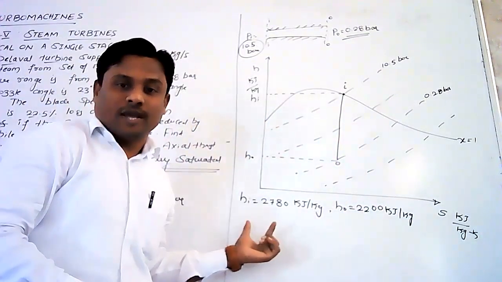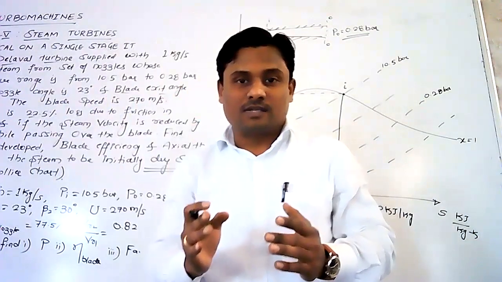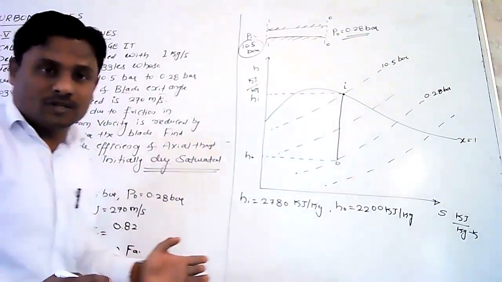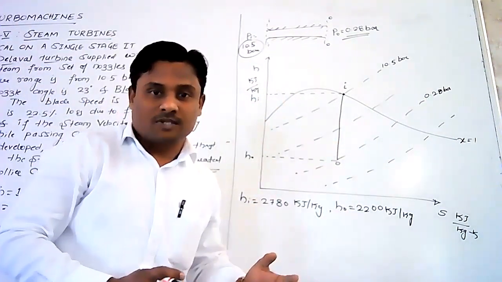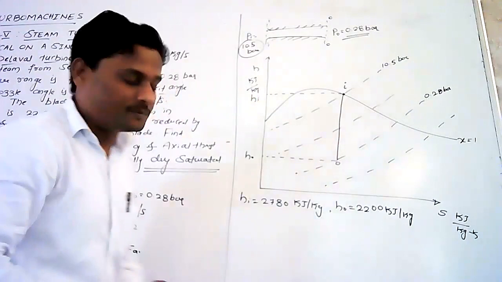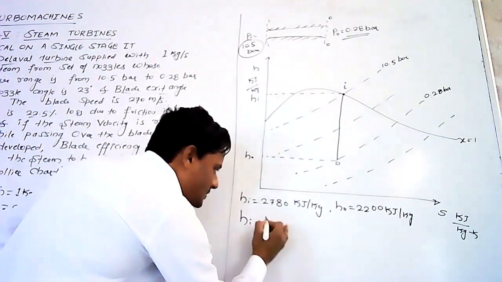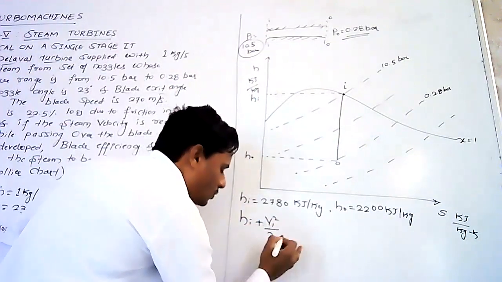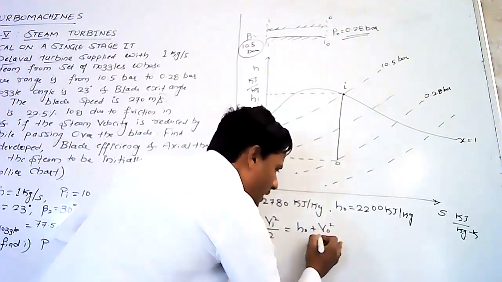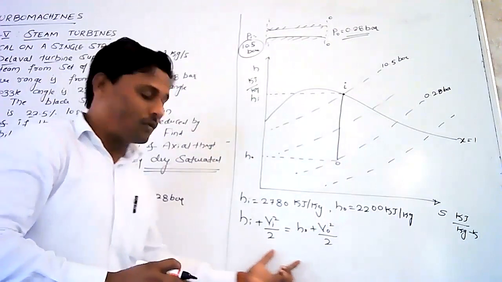Now, after getting the values of Hi and H naught, we have to apply the steady flow energy equation for the nozzle. The reduced form of the steady flow energy equation we have already studied in basic thermodynamics, how to apply it and how to reduce it to the simplified form. Here the reduced form of the steady flow energy equation for a nozzle is Hi plus Vi squared by 2 equals H naught plus V naught squared divided by 2.